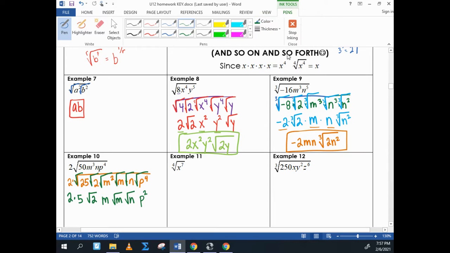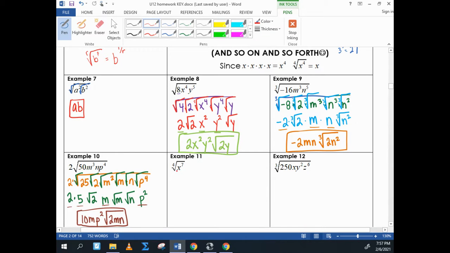All right, then just go through. You're going to multiply everything outside of the radical together. So anything that's not under a radical multiplies: 2 times 5 is 10, times m times p squared. And then under the radical, we have 2mn, and that is our answer. Beautiful.